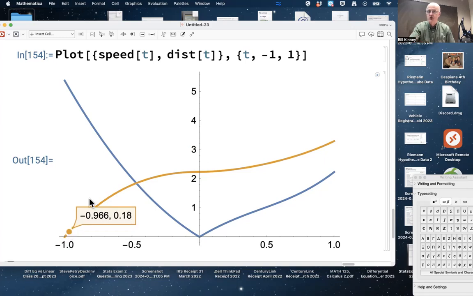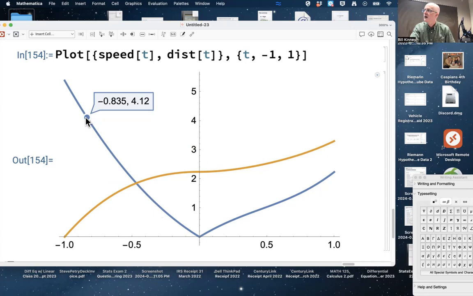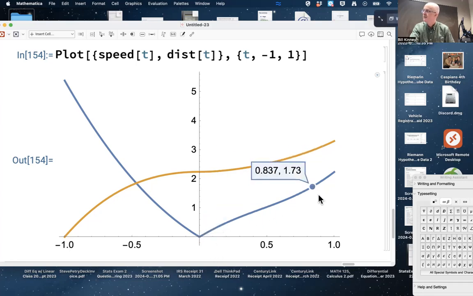The derivative of the orange graph, the gold graph, is the blue graph. If you want to know the slope of this gold graph, it's the value of the blue graph. The slope right here at t equals -0.833 is close to 4. That's the slope of this graph right here. Rate of change. Slope is 0 right there. Value of the speed, its derivative is 0. Slope becomes positive over here. The speed becomes positive.